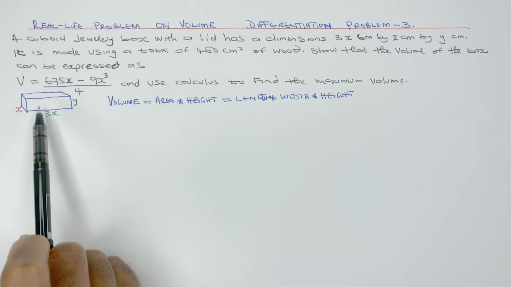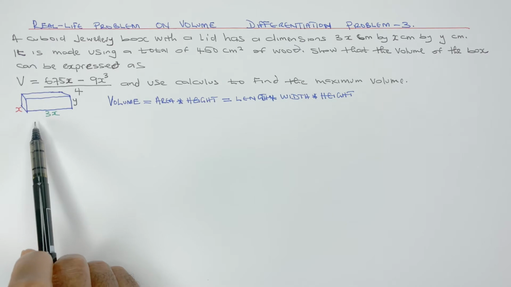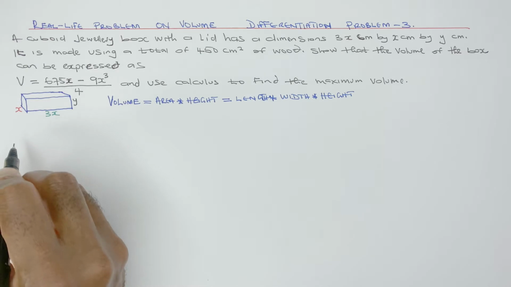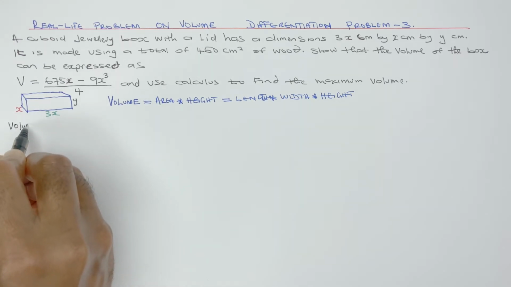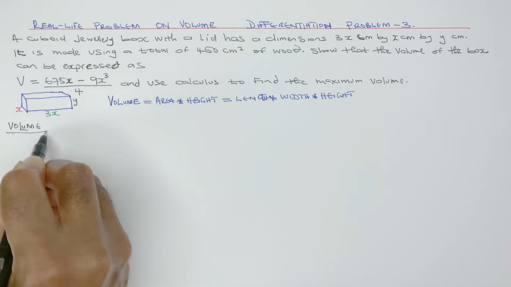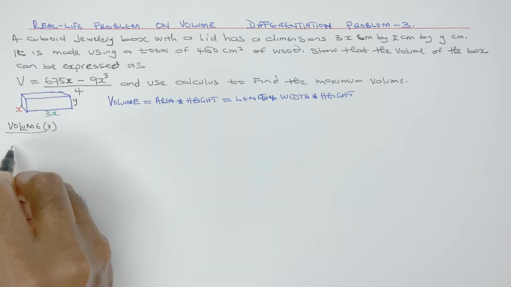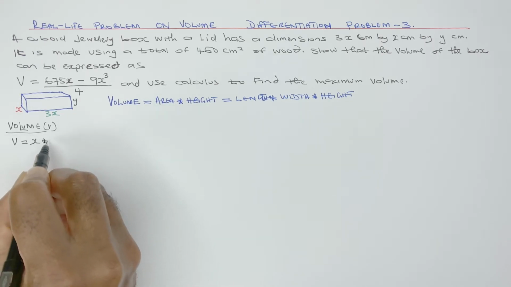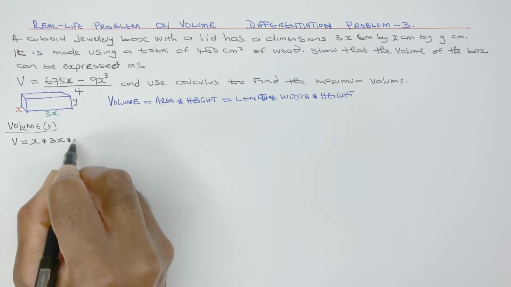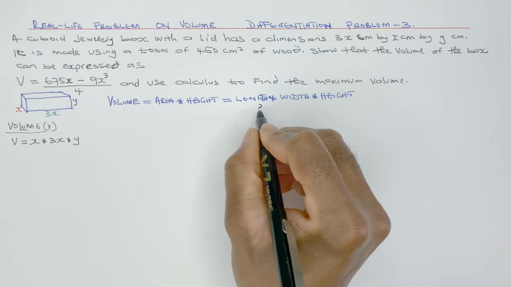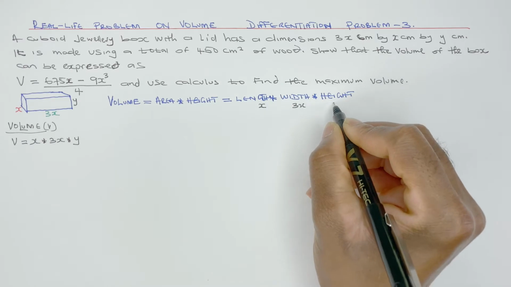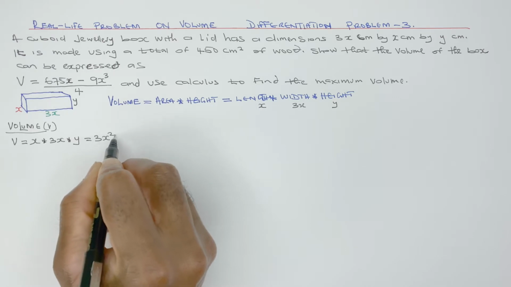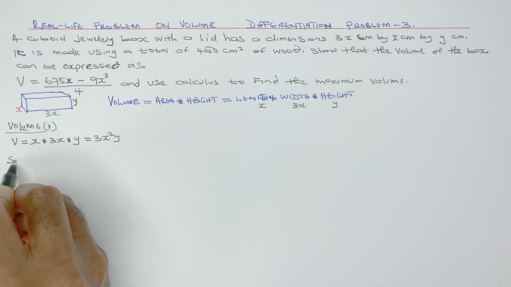Okay, so we've got the cuboid here. The length is x and the width is 3x and the height is y. And we need to find the volume for the cuboid. Volume, call that V, will be equal to x times 3x times y, because this is x, that's 3x, and that's y. That equals 3x squared y. We also need to find the surface area.